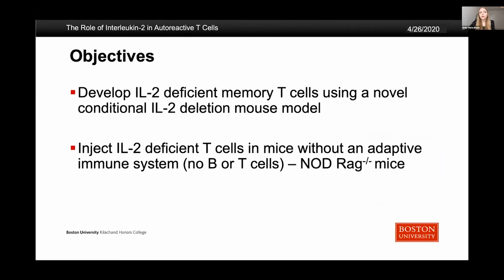So there are two main objectives to the methods aspect of this project that I want to get across to you.